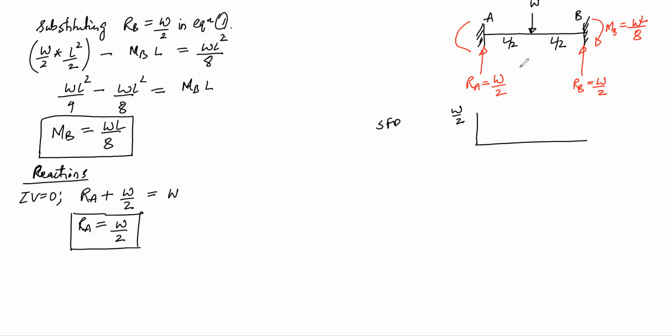From A to B, there is no, this point is C. From A to C, there is no load, so it will be uniform. At C, there is a downward load of W. So it will be W by 2 minus W, that is minus W by 2. From C to B, there is no load, so it is uniform. And at point B, there is an upward force of W by 2. So this is minus W by 2 plus W by 2, you get 0. This is positive, this is negative. This is the shear force diagram.